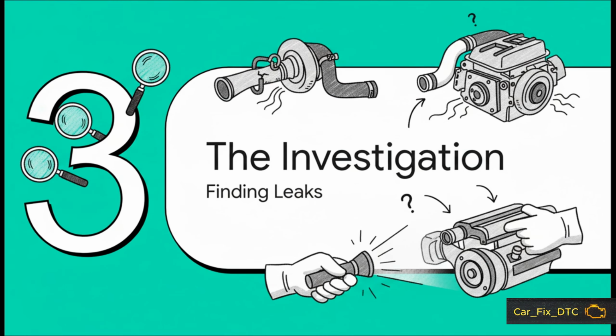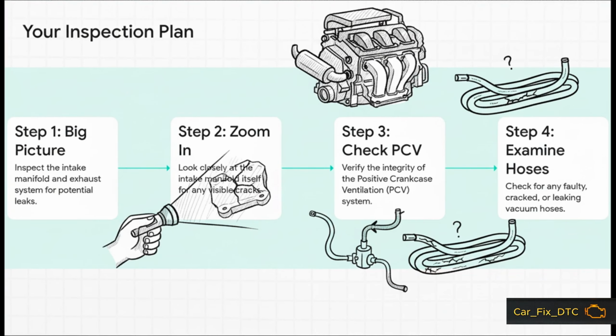All right, now for the fun part, the hands-on stuff. We've got our list of suspects, so it's time to put on your detective hat and gather some evidence. A careful visual inspection right here can save you a ton of time and money. So here's your inspection game plan. Start with a big picture. Just do a general check of the intake manifold and the exhaust. Then you're going to zoom in.